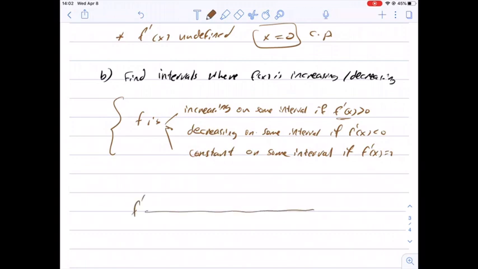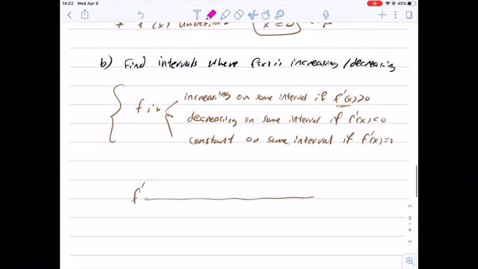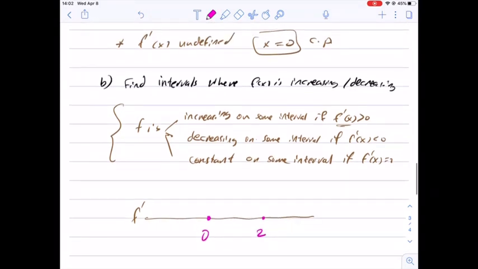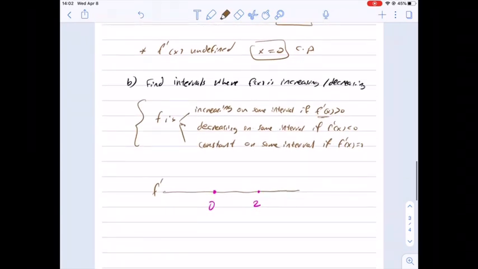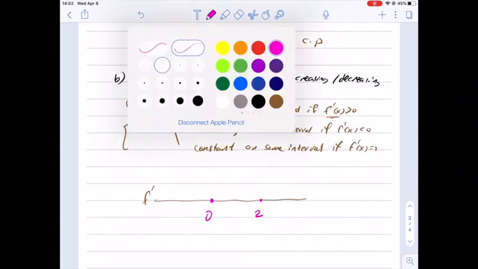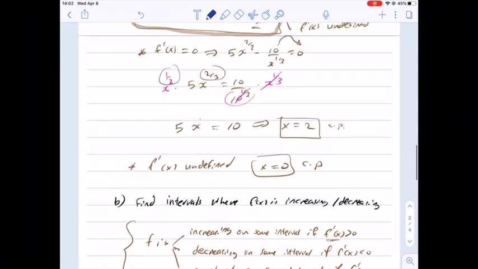So we first study the sign of f prime, its sign chart, and we put the critical points on this line. The critical points are 0 and 2. Now, since critical points are 0 and 2, we can study the sign of f prime. F prime is this function. So let's choose a value that's greater than 2. We can choose 3 here, and a value between 0 and 2, let's choose 1. A value less than 0, let's choose -1.